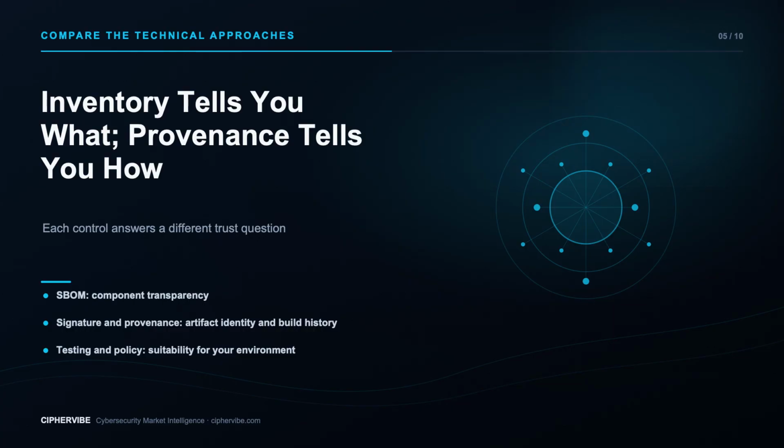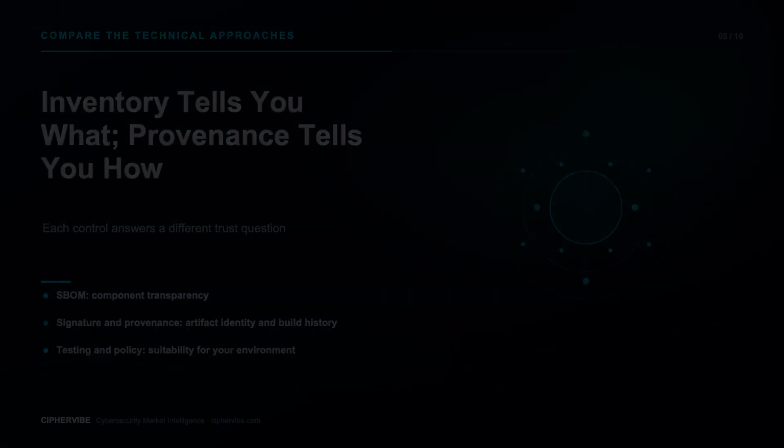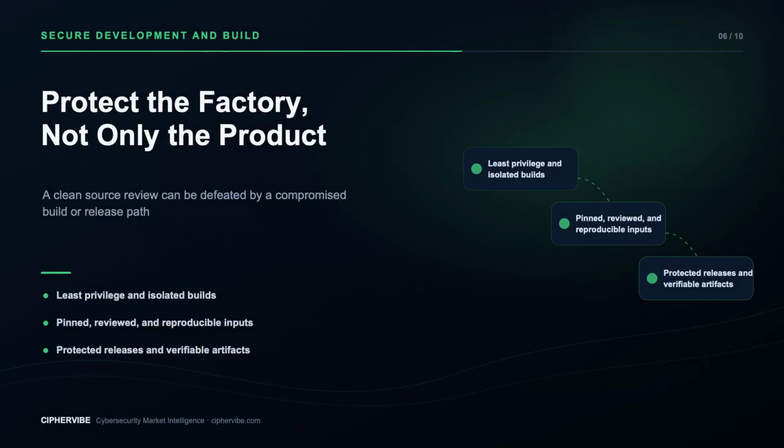Use the controls together: inventory for exposure, provenance and signatures for integrity history, testing for behavior, policy for acceptance, and containment for residual risk. NIST's Secure Software Development Framework organizes high-level practices that producers can integrate into their development lifecycle. It includes preparing the organization, protecting software, producing well-secured software, and responding to vulnerabilities.